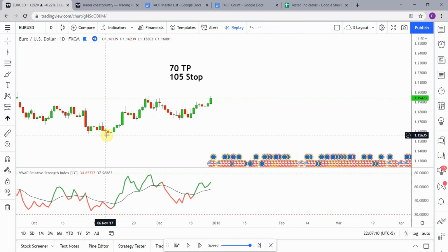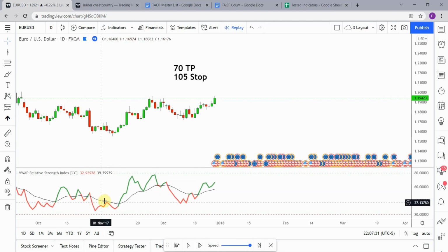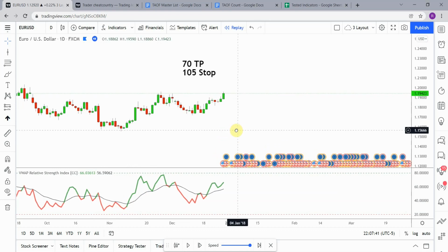And so the setup on this is when the VWAP relative strength line goes from red to green, so basically when it crosses up above the black line here, then we are going to go long. When it crosses down below and goes red, then we are going to go short. And so that's the setup we're looking for. Let's go ahead and get on with the testing and see what we can get out of this.